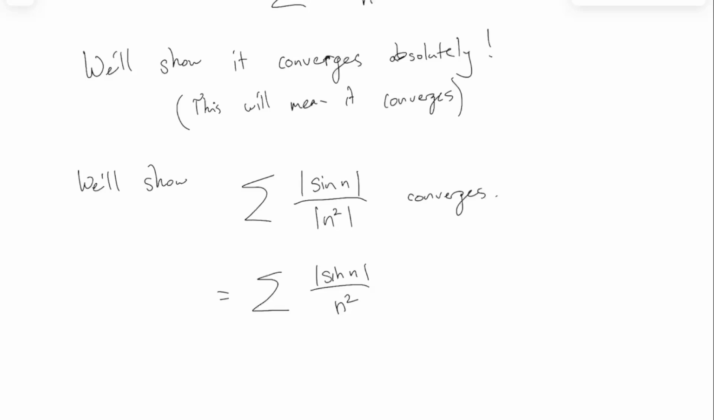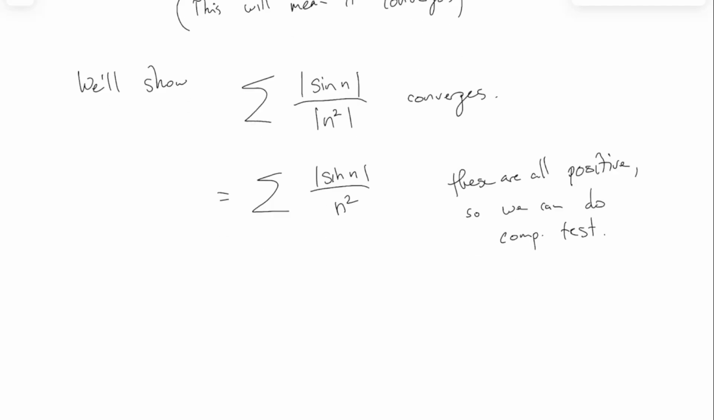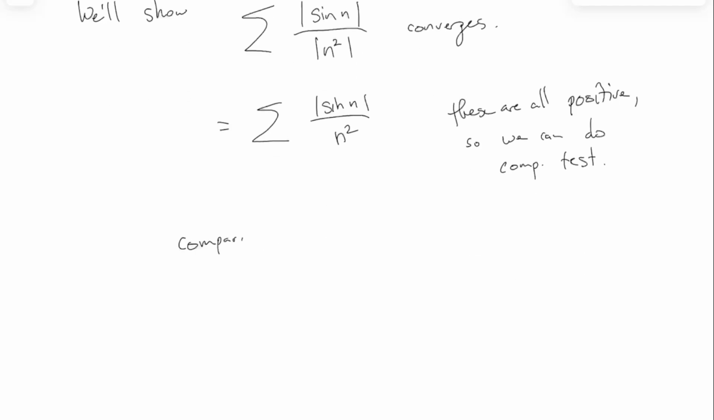And how can we show that this converges? Well, now that I took the absolute value, these are all positive. So now we can use the comparison test. This is the trick. After taking the absolute value, they all become positive. So we can do the comparison test. And what would I compare this with? Absolute value sine of n divided by n squared, I want to say, is less than or maybe greater than something, something, something. Any ideas here?